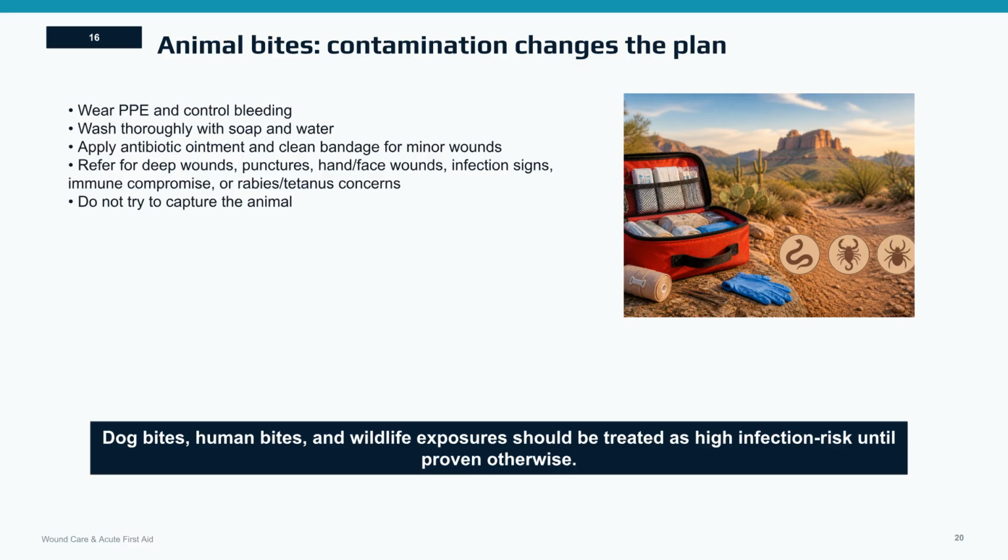Animal bites carry a high risk of contamination. Always wear PPE and control bleeding. Wash thoroughly with soap and water, and apply antibiotic ointment for minor wounds. Refer for deep wounds, punctures, or wounds to the hand or face, and follow protocols for rabies or tetanus concerns. Do not try to capture the animal.